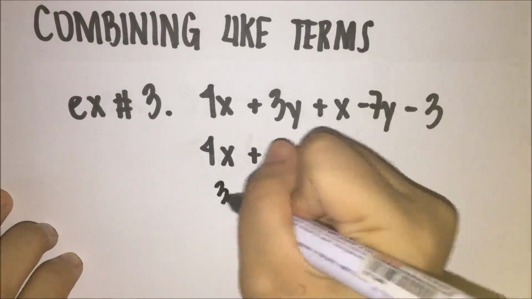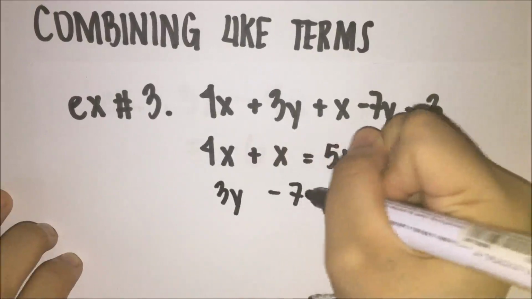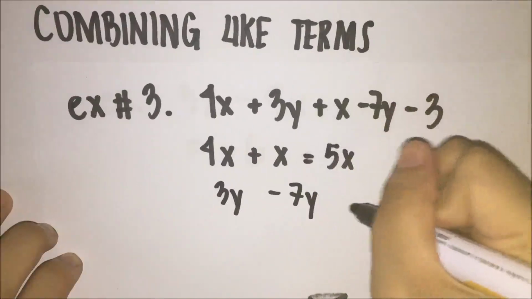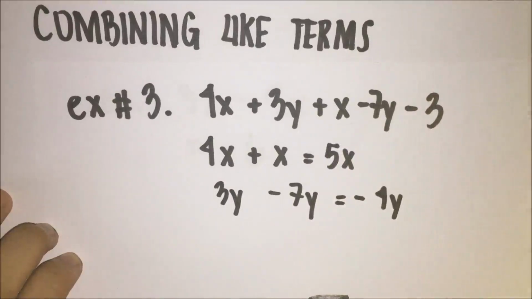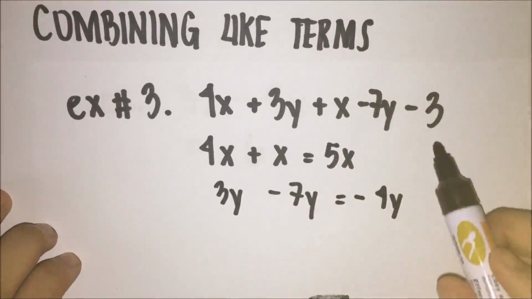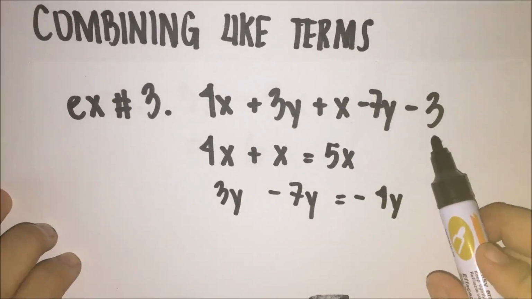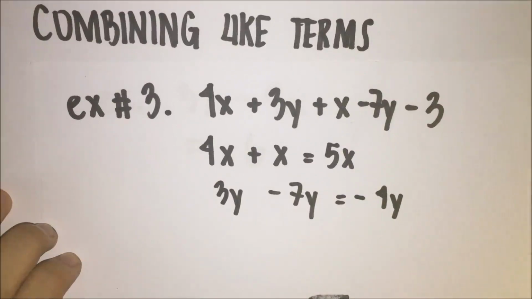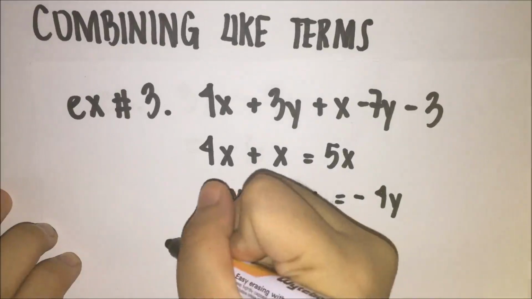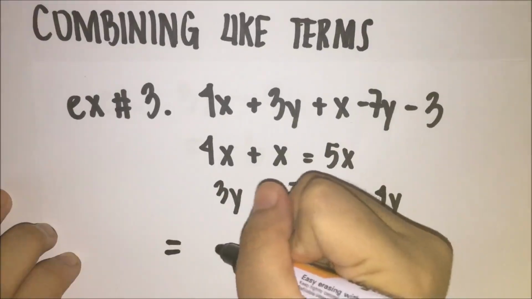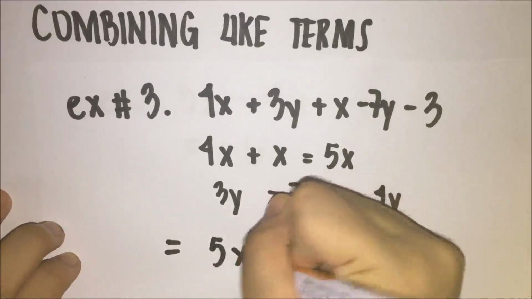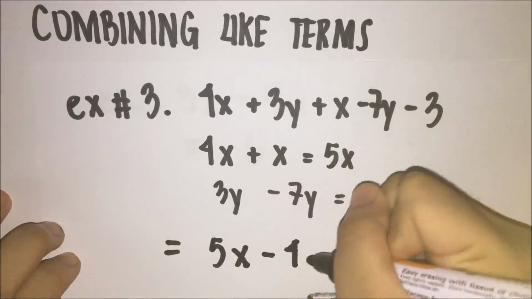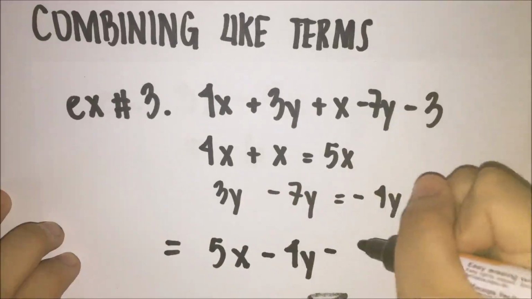Then the terms with y variables, 3y and negative 7y. So we will use a minus sign since it is negative 7y. So 3y minus 7y results in negative 4y. Since there's only one constant, negative 3 doesn't get to combine with anything else. Constants often play solo. With everything combined, we've got the simplified expression 5x minus 4y minus 3.